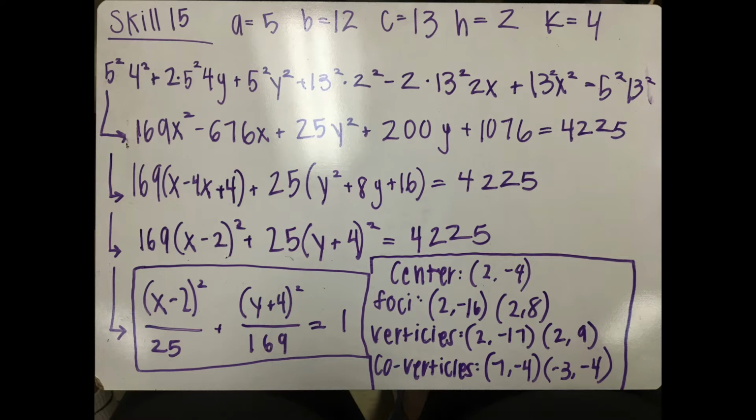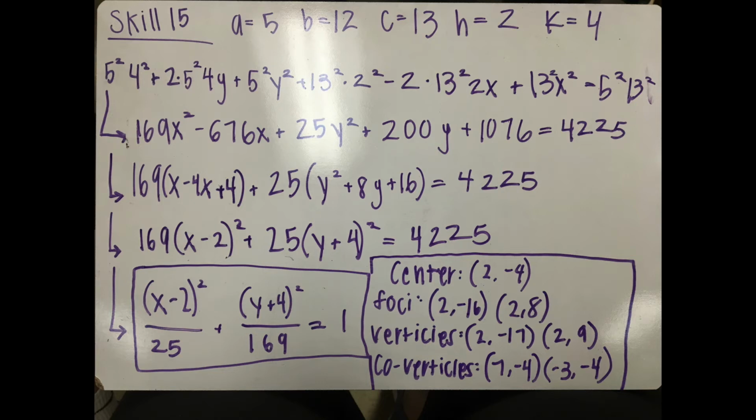Then I went on to find the vertices for my ellipse to be at (2, negative 17) and (2, 9). The x values were once again the same as the center because the ellipse is vertical. I got my y values because based on the equation, I knew that my vertices were 13 away from my center, so I just added or subtracted 13 from negative 4 to get my y values.